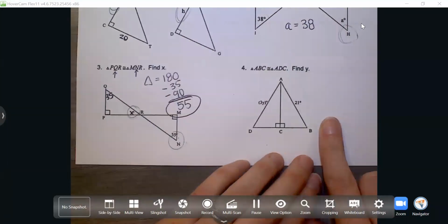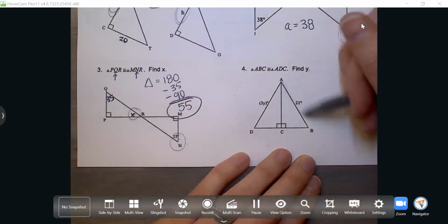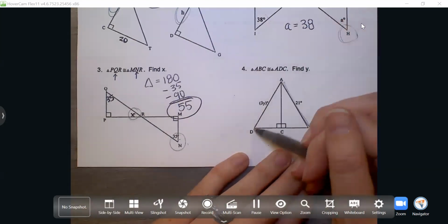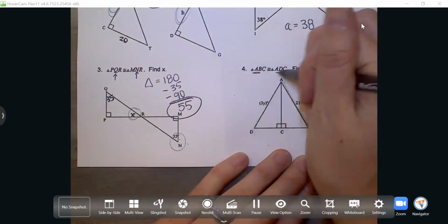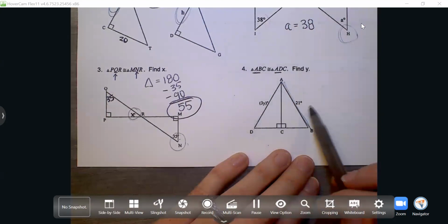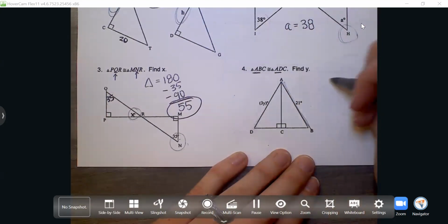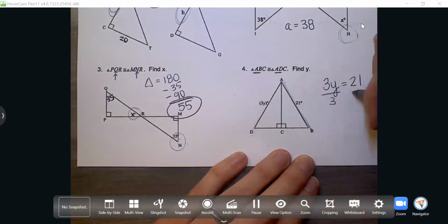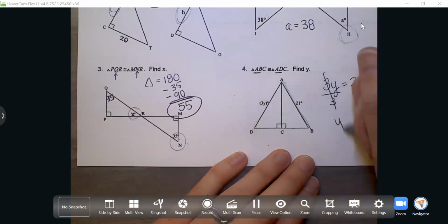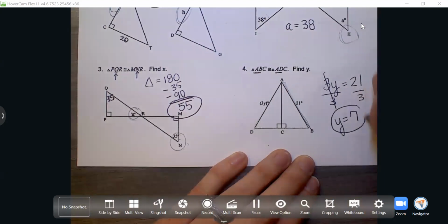Last one in this corner. AB is 21, AD is 3Y. AB is my first 2 letters, AD is my first 2 letters. Those 2 are matching to each other. So I have 3Y equals 21, and I want to solve for Y. In order to get Y by itself, I'll divide by 3, and I'll get an answer of Y equals 7.